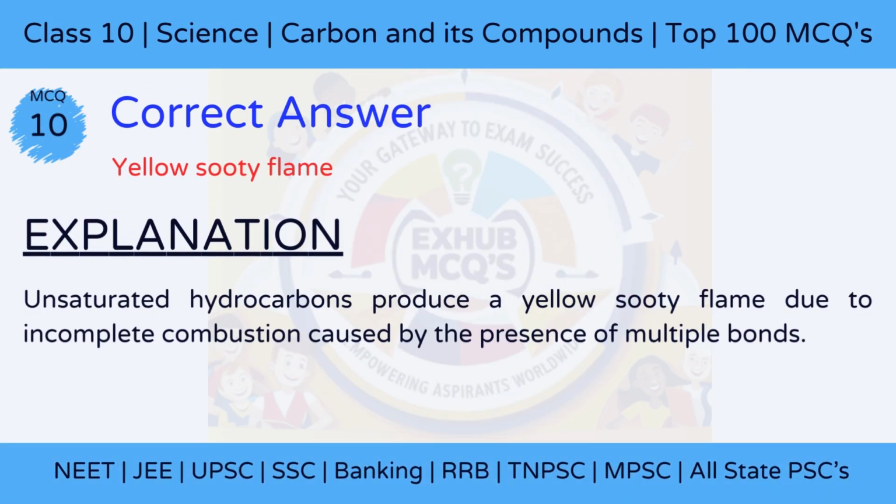The correct answer is option C, yellow sooty flame. Explanation. Unsaturated hydrocarbons produce a yellow sooty flame during combustion because of incomplete burning. This is due to the presence of multiple bonds, which require more oxygen for complete combustion.